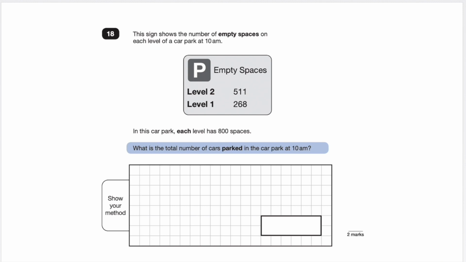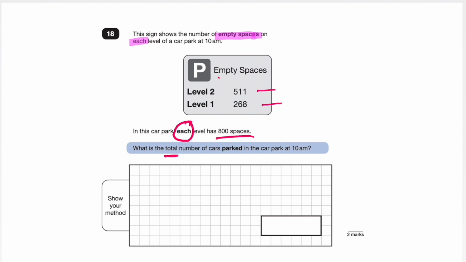Question 18 says this sign shows the number of empty spaces, and again it's put in bold to remind us this is important, on each level of a car park at 10 a.m. So you can see that level 2 has 511 empty spaces and level 1 has 268. In this car park, each level has 800 spaces. What is the total number of cars parked in the car park at 10 a.m?